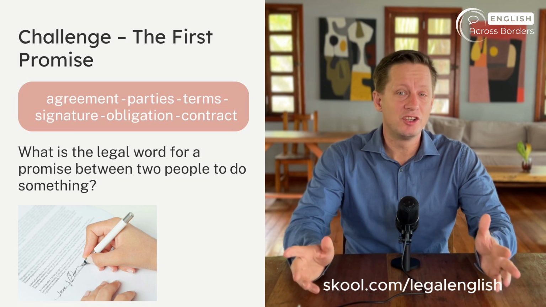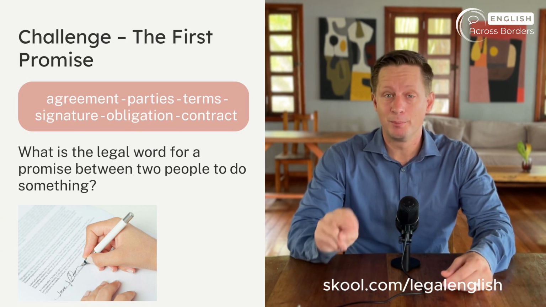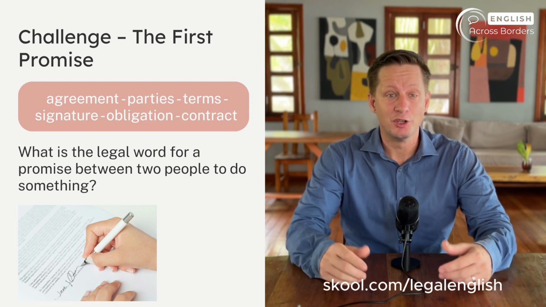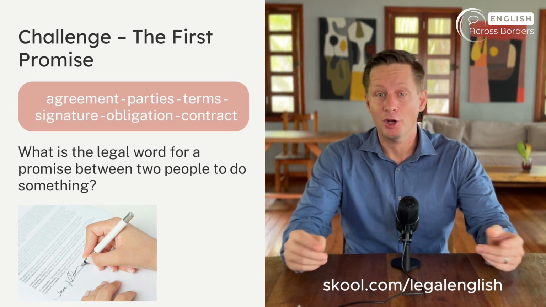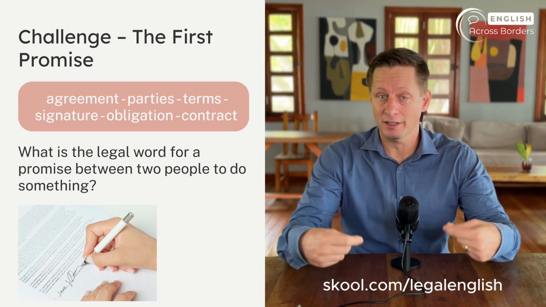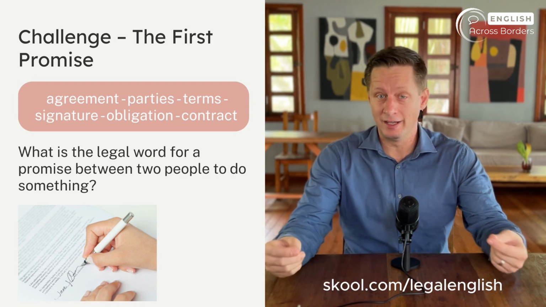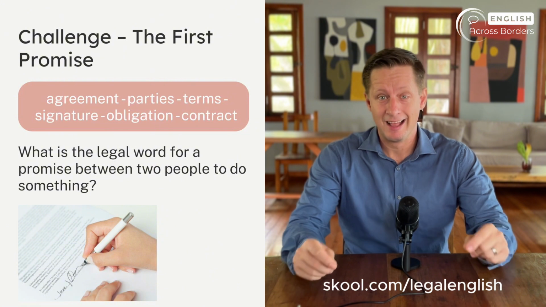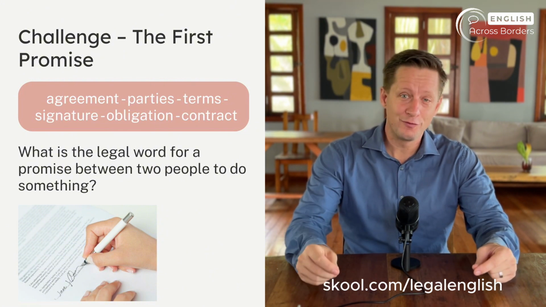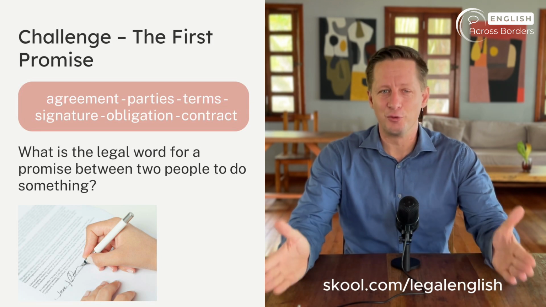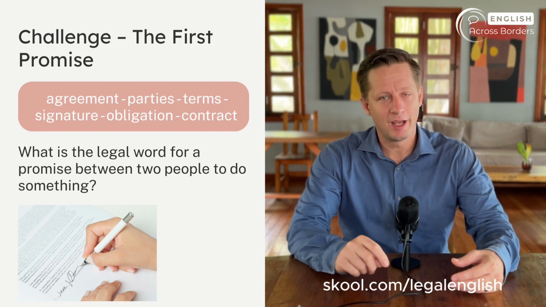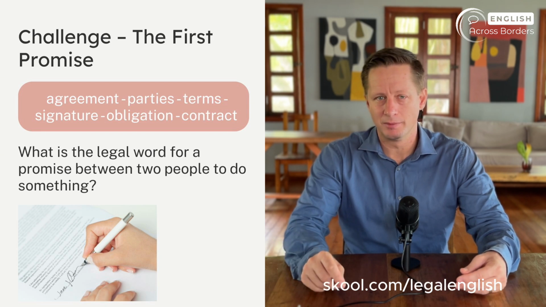What is the legal word for a promise between two people to do something? Imagine you want to buy a laptop. You promise to pay, and the seller promises to deliver it tomorrow. You both say yes to this promise. That's the beginning of something legal. The word for this is agreement. An agreement is the foundation of almost every legal relationship.